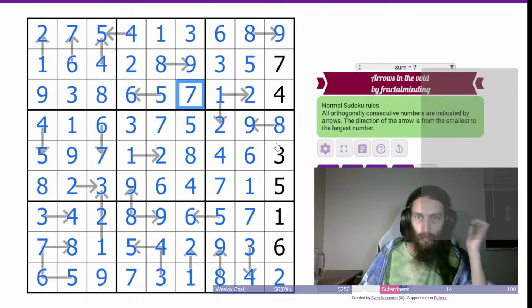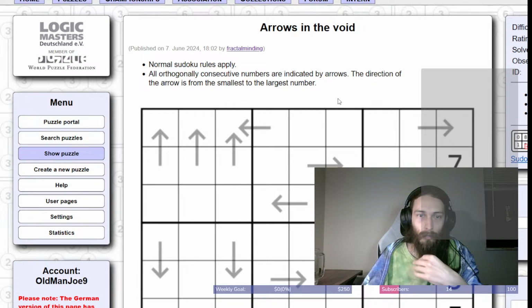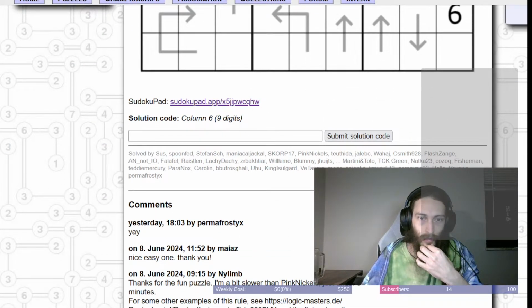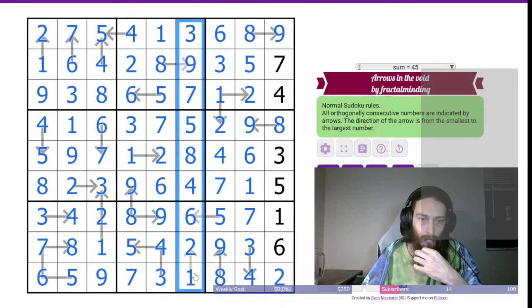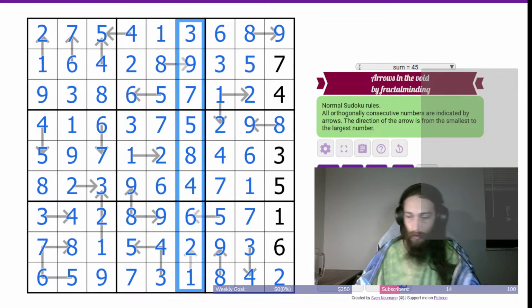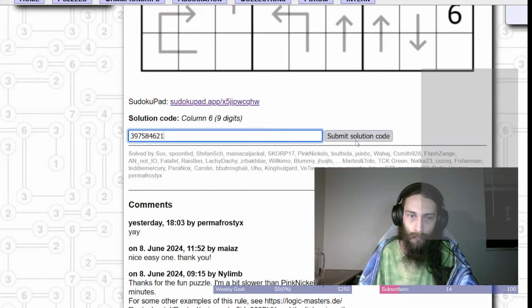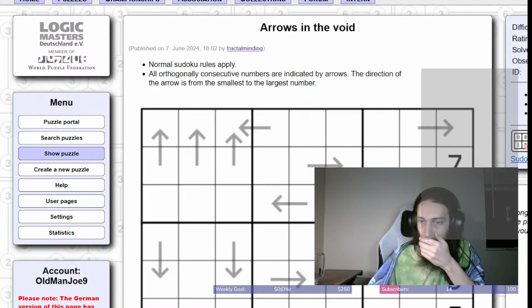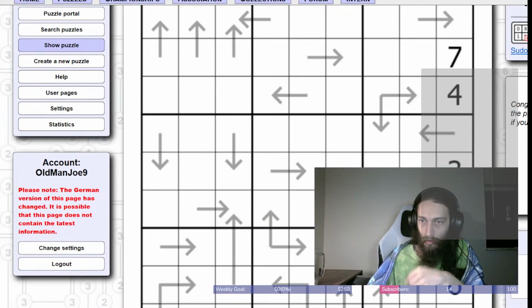Nice. Doesn't include a solution, but we got it from Logic Masters Germany. Column 6 would be 397584621. Congratulations, solved the puzzle. And I enjoyed it.